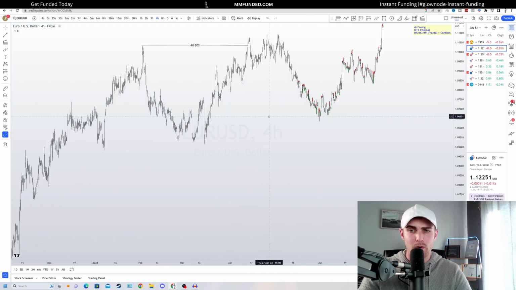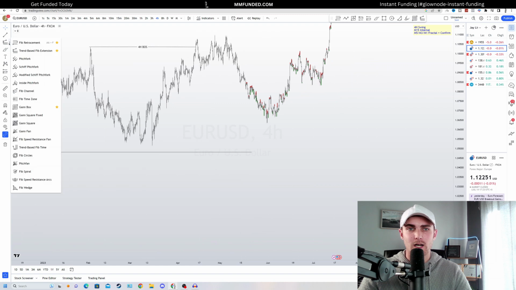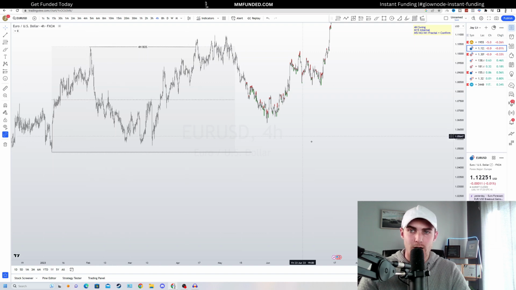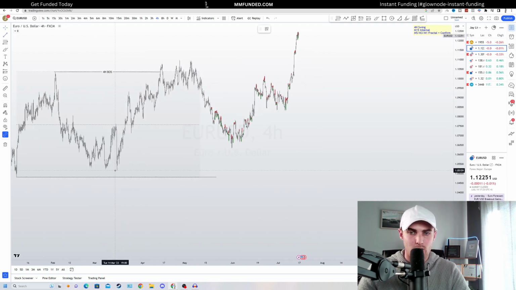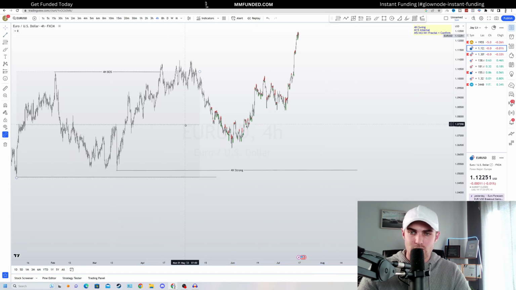So that's our 4-hour BOS. All right, this was our previous 4-hour strong low. We then go and take our Fibonacci retracement tool, highlight the high to that low. Look now for the lowest point in this range that created this break of structure. Right over here becomes our 4-hour strong low. All right, we can then just quickly delete this.